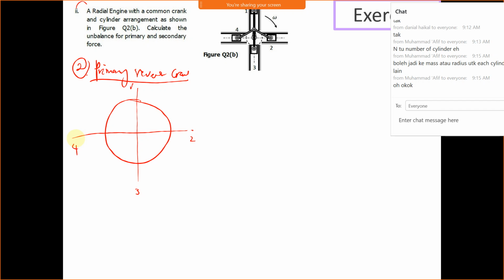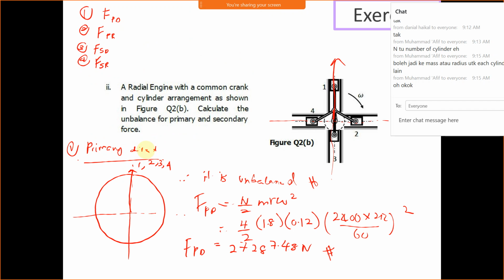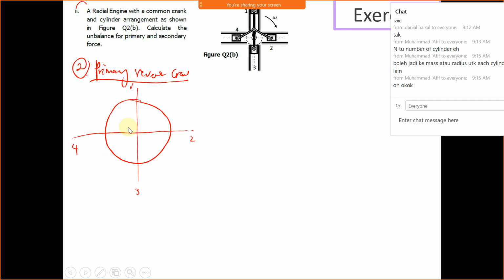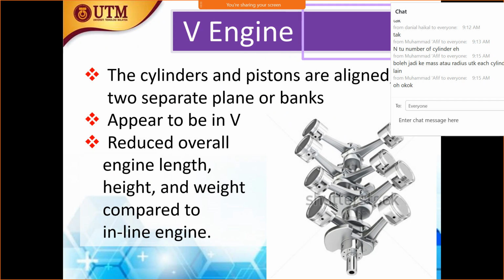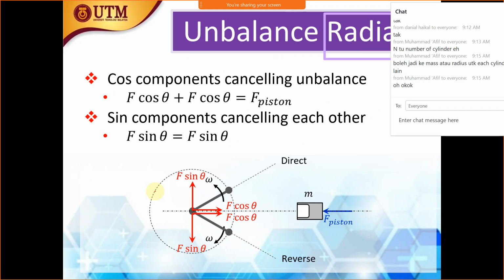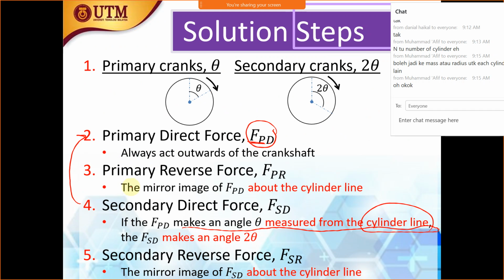First is we must look at the position of primary direct. So, semua position of primary direct dekat atas. So, untuk tentukan primary reverse should be macam mana? Remember our step ataupun kita punya rules dekat sini. Where is it? This one, number 2. Primary reverse force, the mirror image of FPD about the cylinder line.